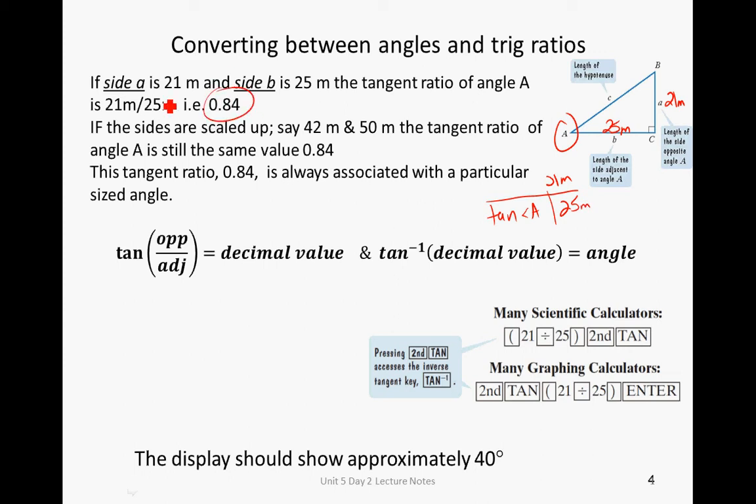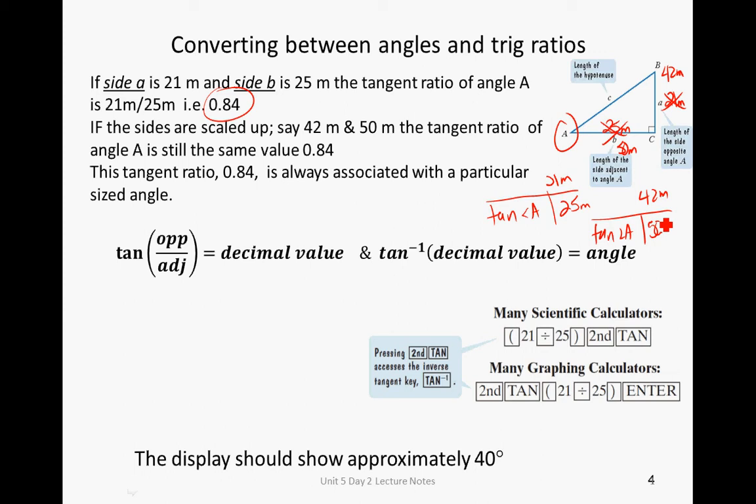But let's scale the sides up by a factor of 2. So let's make side A twice as big, so it's now 42 meters. And let's make side B twice as big, it's now 50 meters. The tangent ratio, which I will figure again, in regards to angle A, is 42 divided by 50, which is still 0.84. That tangent ratio, 0.84, is always associated with a particular sized angle.